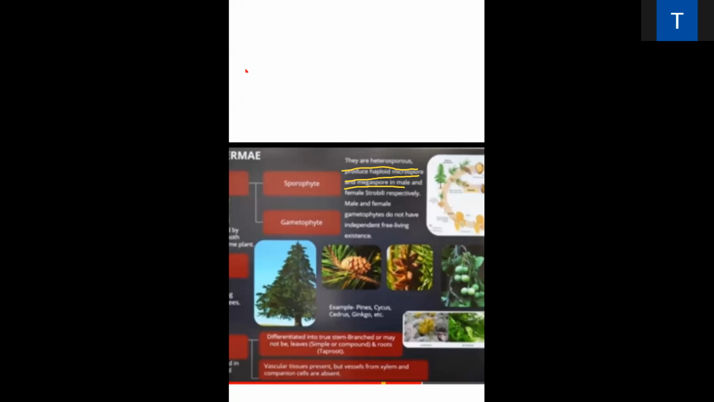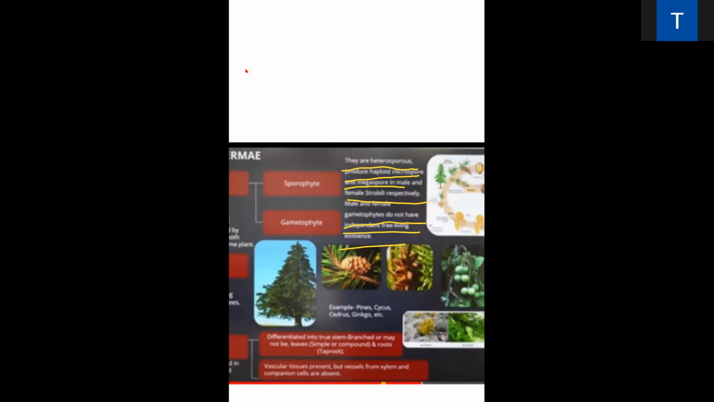Male and female gametes differ in size: the male gamete is small and the female gamete is large. They also form the strobili respectively: small male strobilus and large female strobilus. Their gametophytes do not have independent free living existence.